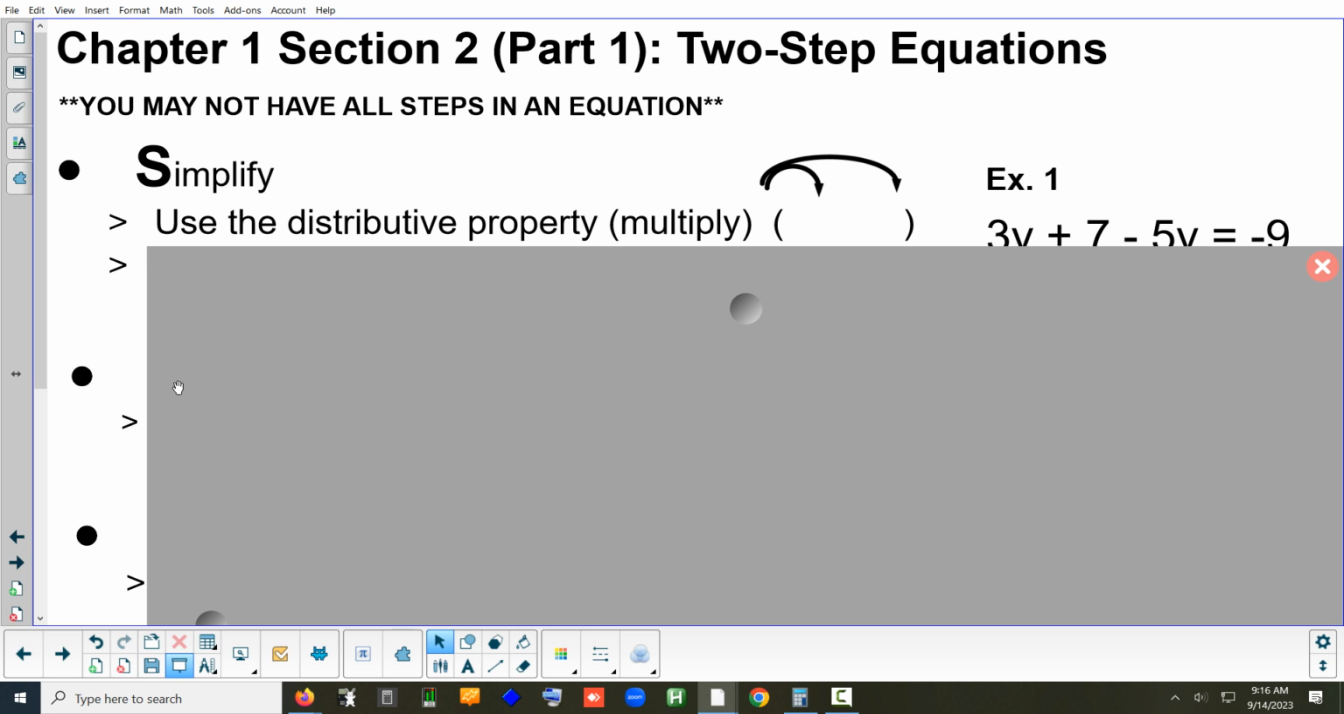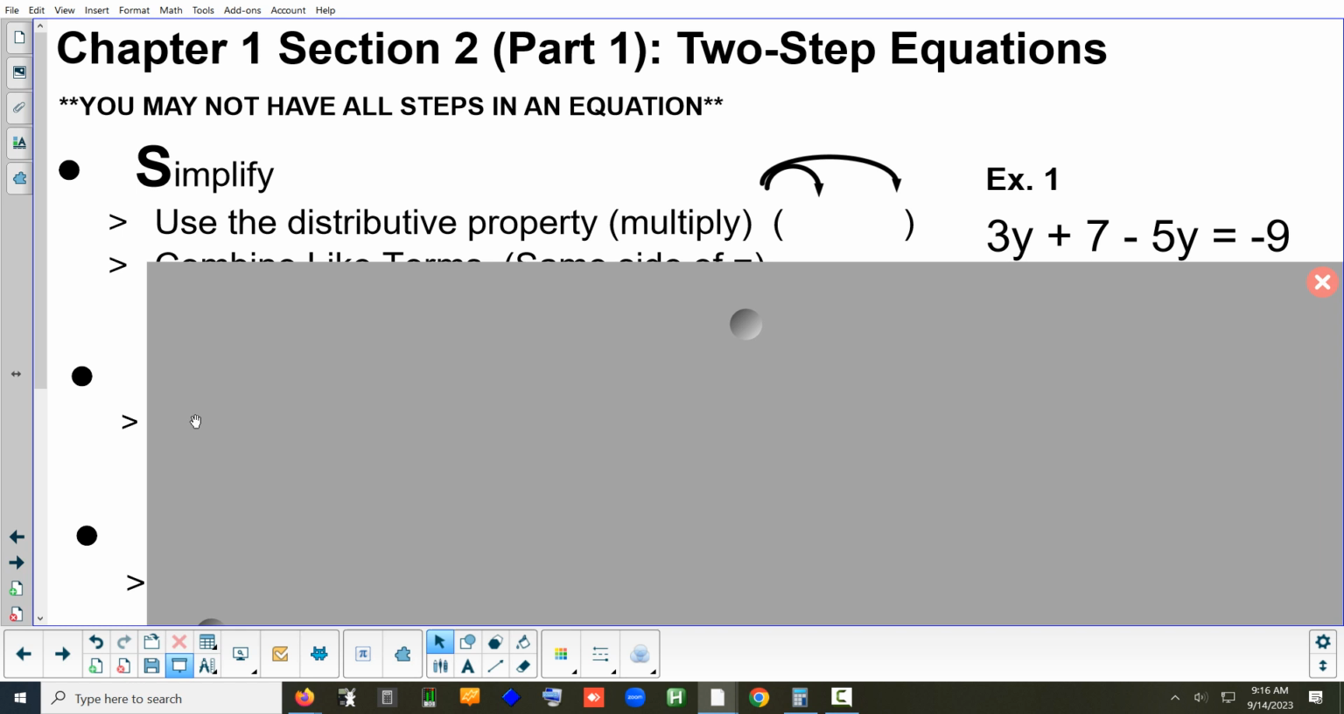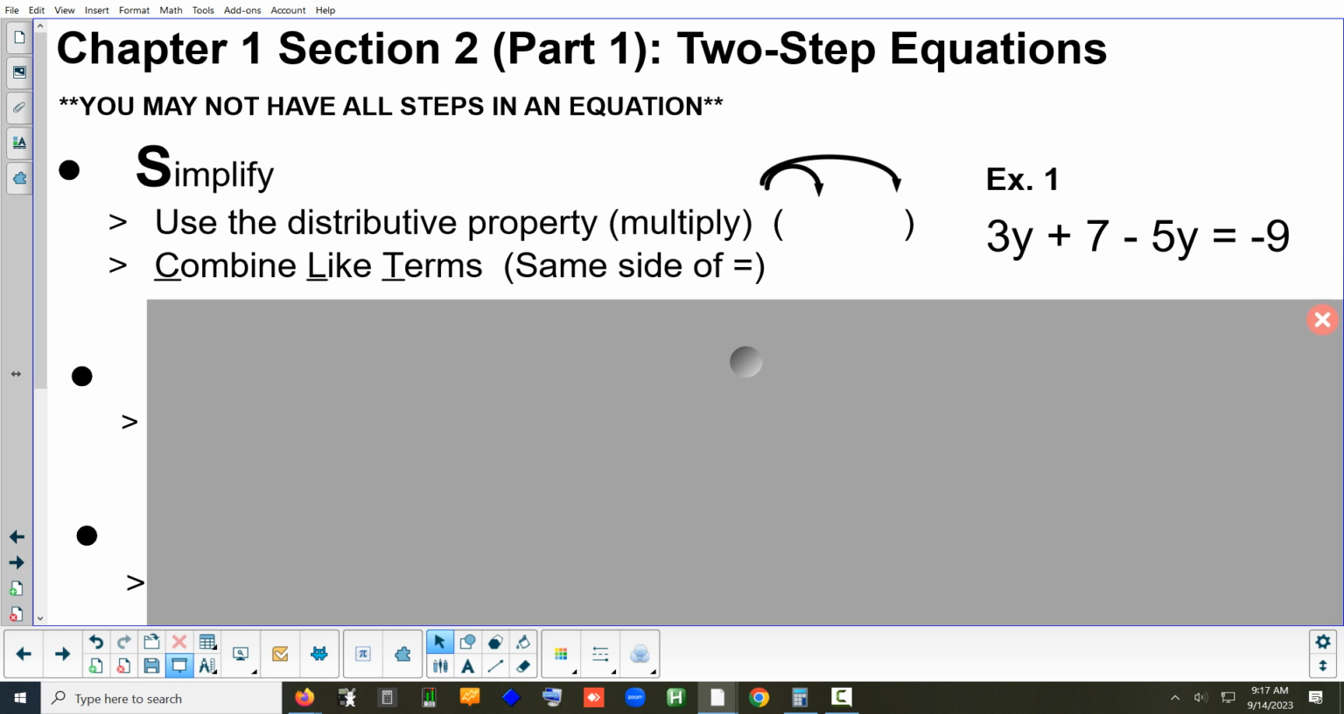The first thing you do under simplify is the distributive property. The distributive property is when you've got a number on the outside and you multiply it to the numbers inside the parentheses. If you do a problem like number 1 and it doesn't have any parentheses, then you don't have the distributive property. But what number 1 does have that we need to do is combine like terms. We'll abbreviate that CLT, combine like terms.